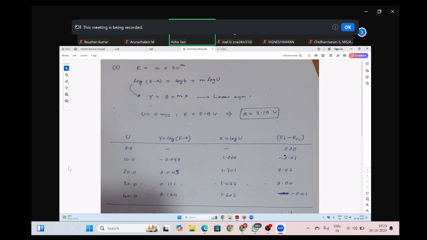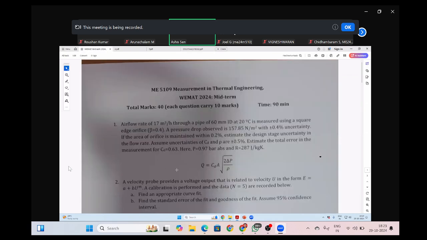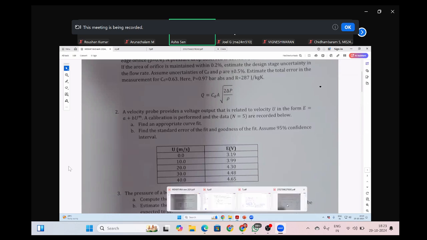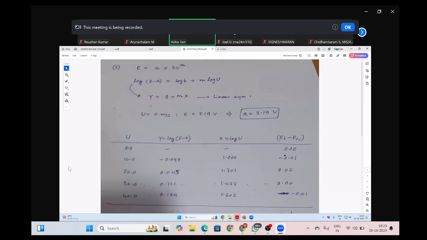And from the table, it is given that at u equal to 0, E is 3.19 volt. So you can see that when u is 0, this term is 0, and E is 3.19 volt. So that means this constant A must be 3.19 volt. This is from the data itself.